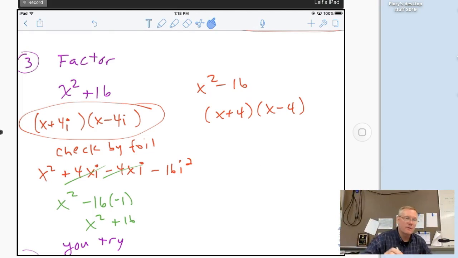Okay, so if I ever give you that factoring, I'll expect you to be able to throw the i's on there. Same x plus 4 and x minus 4. Throw the i's on there.